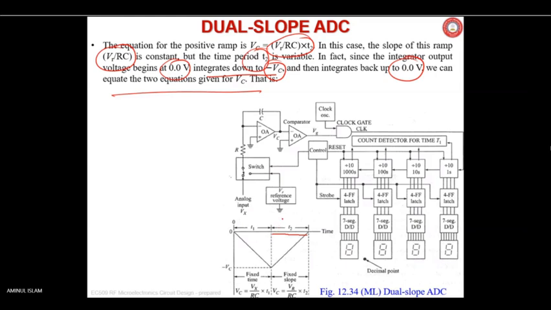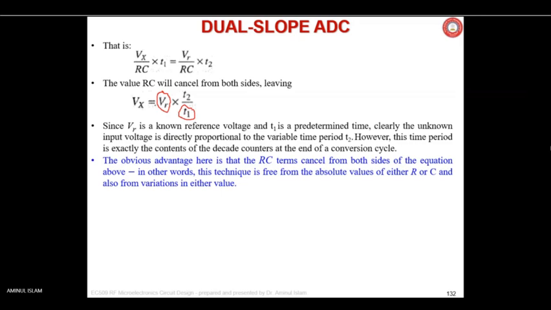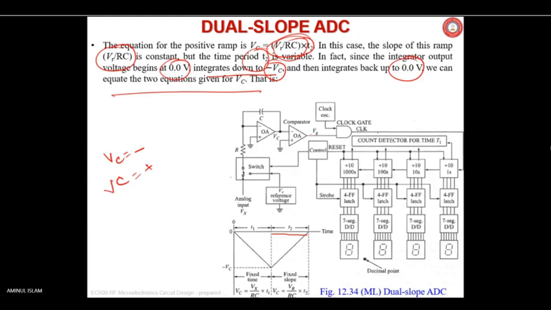Given for Vc, we have got two Vc, no? Vc is minus something, and then Vc is plus something. Plus something is nothing but this one. So we can equate this. This is during T1 and this is during T2. The value of RC will cancel out and you will get Vx equals VR into T2 by T1. This reference value is known to us, and T1 is determined by the circuit, this control count detector.